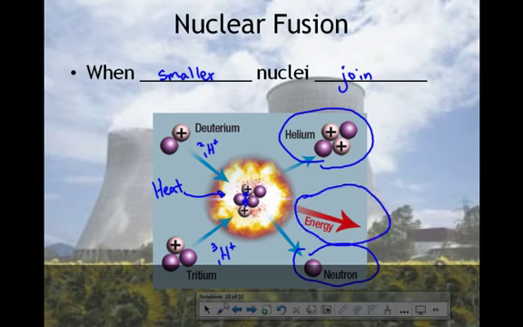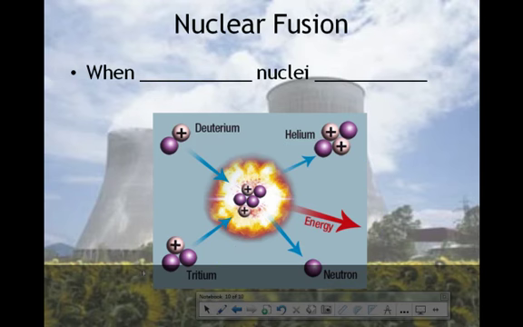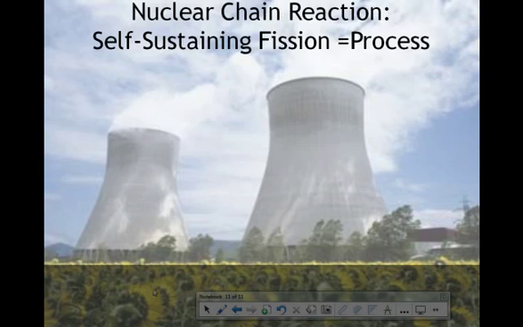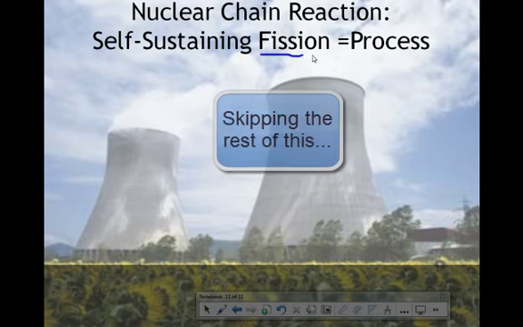Nuclear fusion releases a lot more energy than nuclear fission does. So in the atom bomb, the fission reaction was used to release a lot of energy, but the H-bomb was considered even more destructive because it had so much more energy released by the fusion reaction. Cold fusion, of course, is the attempt to undergo a fusion reaction without having all of that heat. Now, I've mentioned a nuclear chain reaction a couple of times, and in essence, we mean a self-sustaining fission process.